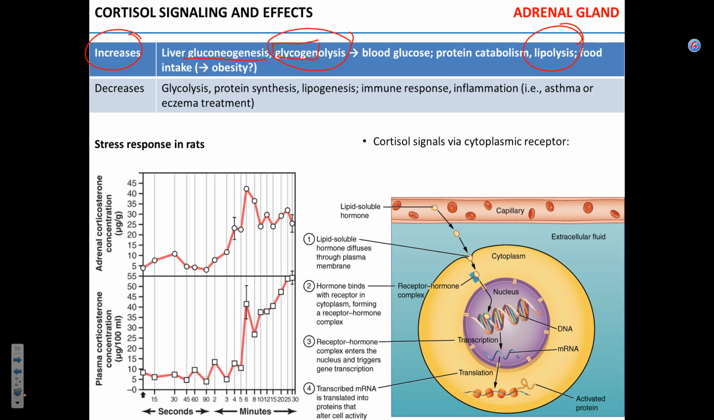Lipolysis. Breaks down fat. Protein catabolism. Breaks down proteins. Okay? Now, before we get to the food intake, when you burn energy like crazy, you're under stress. You go through all your glycogen, you get to your protein in the muscles and fat. What's going to happen with your weight? You're going to lose weight, yeah.